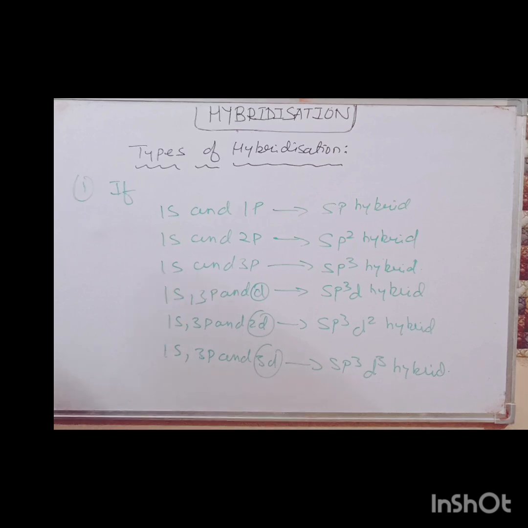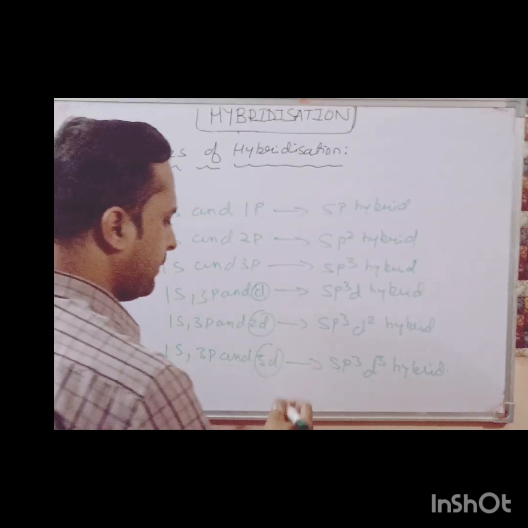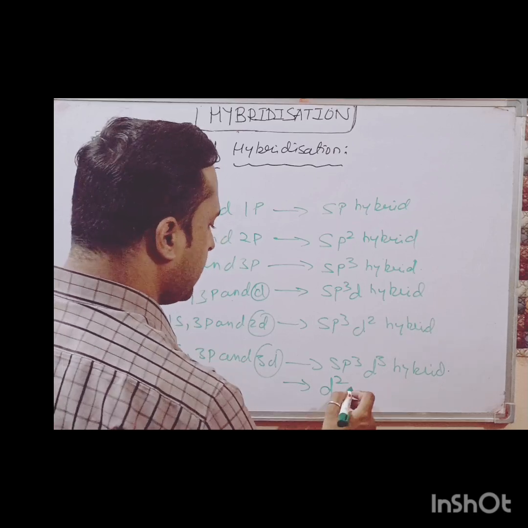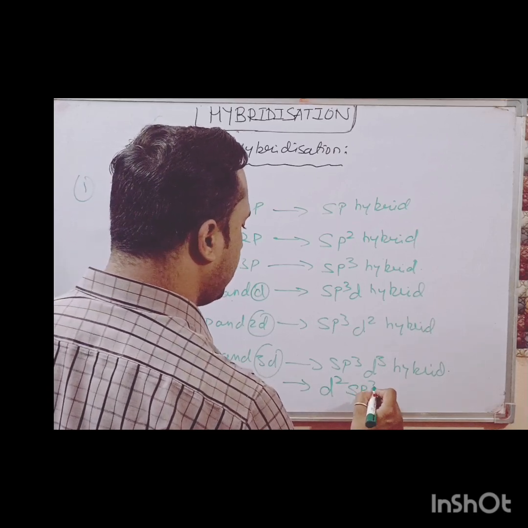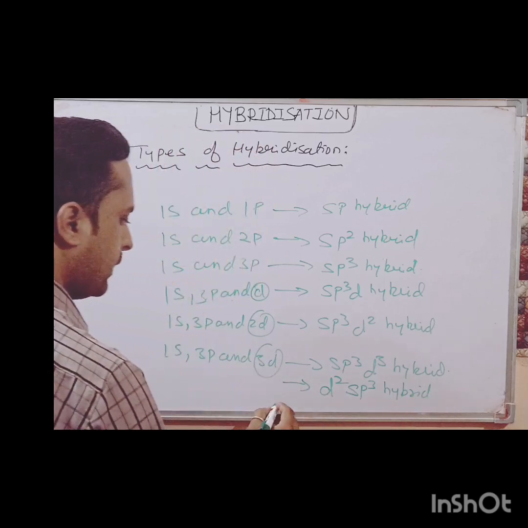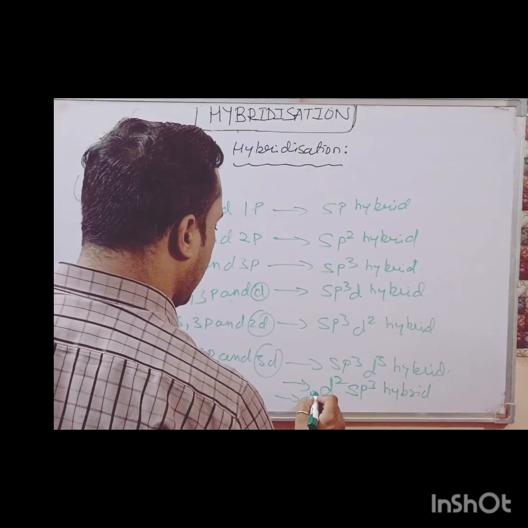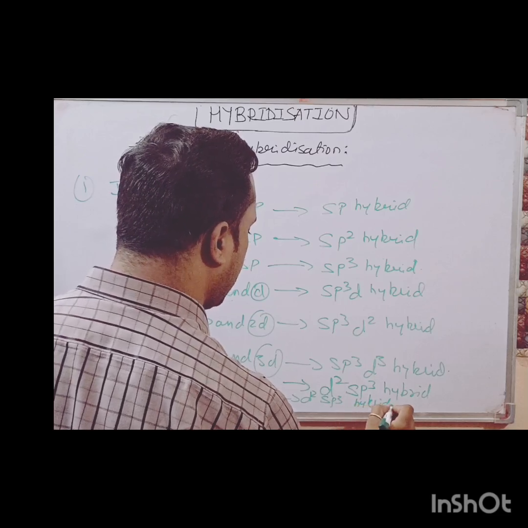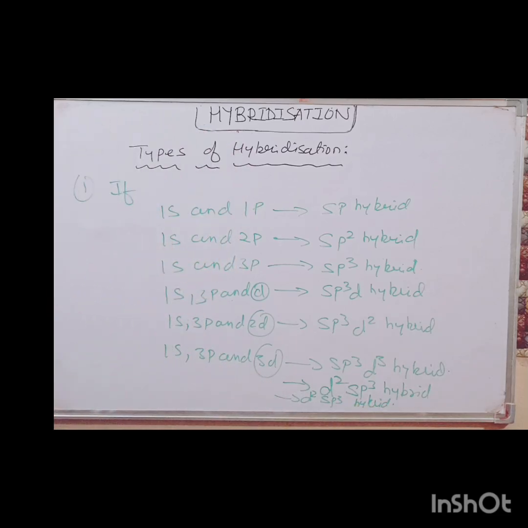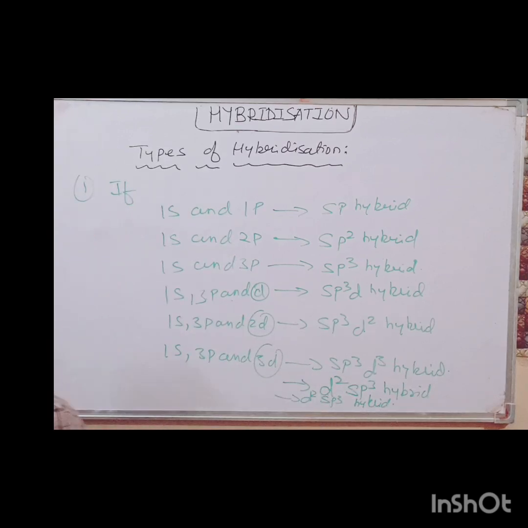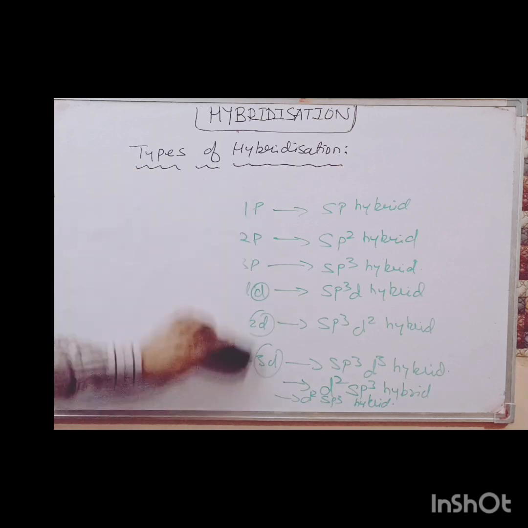There are other examples also. For example, if the d orbital is filled first, d2sp3 hybrids are also there. These are inner orbital complexes and outer orbital complexes. We will study all of these, but before that we will study the general types of hybridization. So let's move on to an example of hybridization.